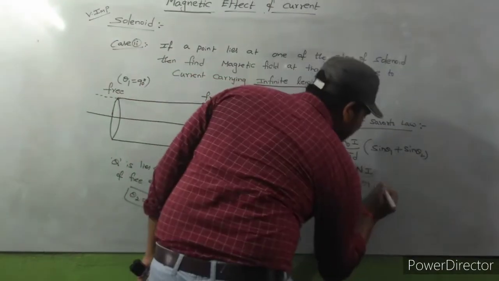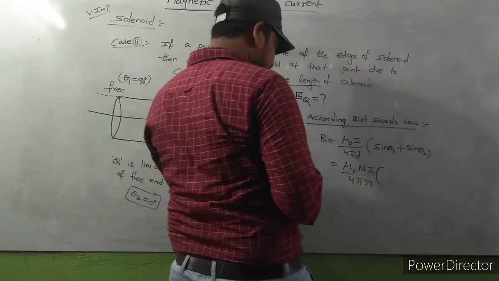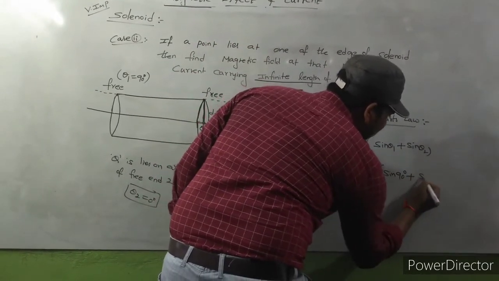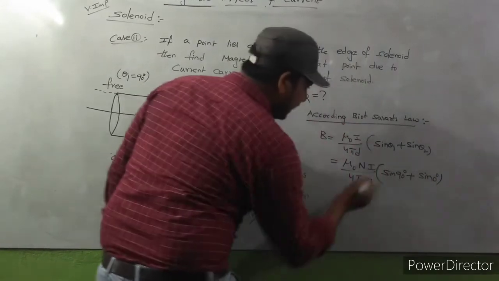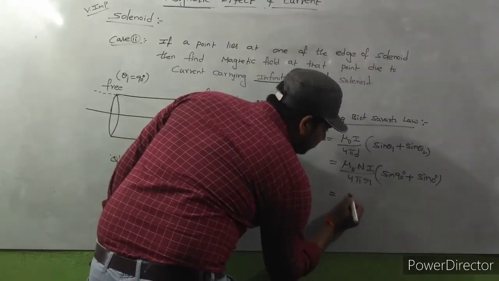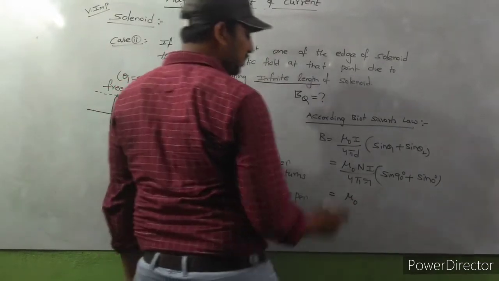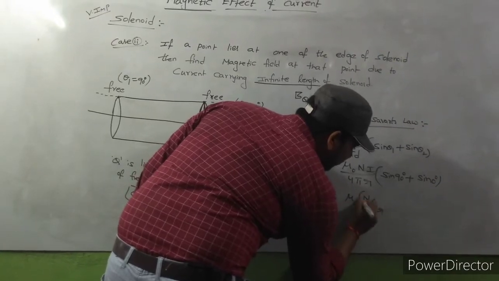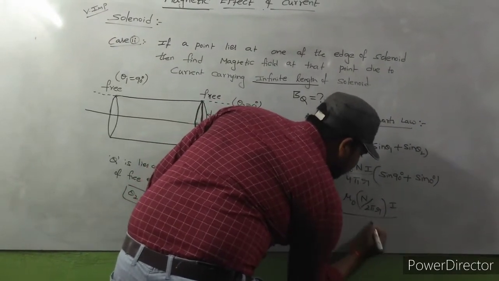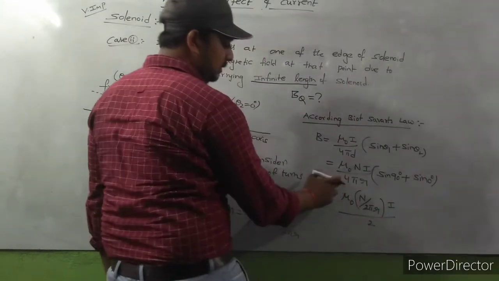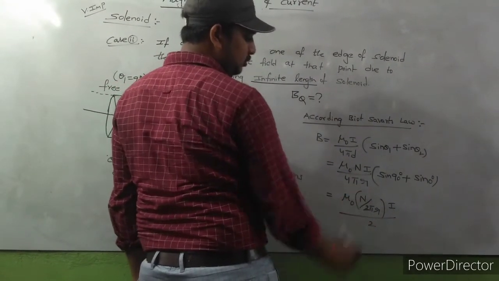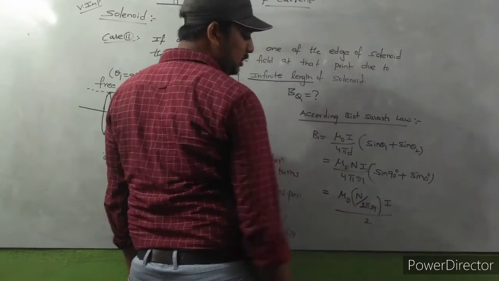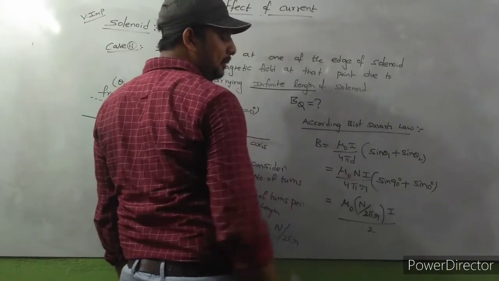Next, sin theta 1 means sin 90 degrees, sin theta 2 means sin 0 degrees. Sin 90 value is 1. Finally we will get mu naught into n by 2 pi r, we will write I by 2. I will write this 4 pi r as 2 pi r by 2. Okay, can I write like this? N by 4 pi r is written as N by 2 pi r by 2. If you multiply this, we will get N by 4 pi r only.